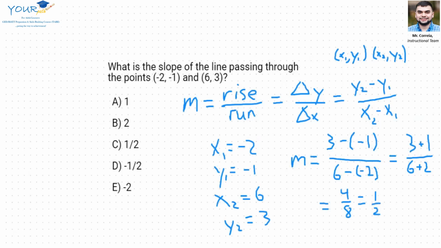Now we'll look through our choices, and we'll see that letter C is our answer, 1/2. And when we circle it, we're going to double check that the number next to the letter is the same as the answer we came up with here.